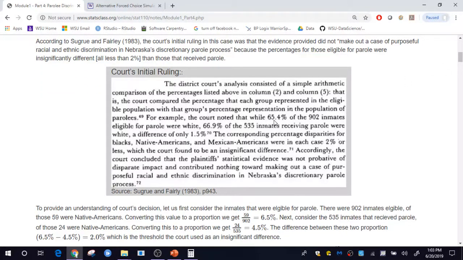So they compared that 65.4%, which was the proportion of individuals eligible for parole who were white, and noted that it was pretty close to the proportion of whites that were paroled, which was the 66.9%. They went on to say that that was a difference of only about 1.5%. They also argued that the corresponding percentage disparities for African Americans, Native Americans, and Mexican Americans were in each case 2% or less. The court determined that a value of 2% or less was an insignificant difference.